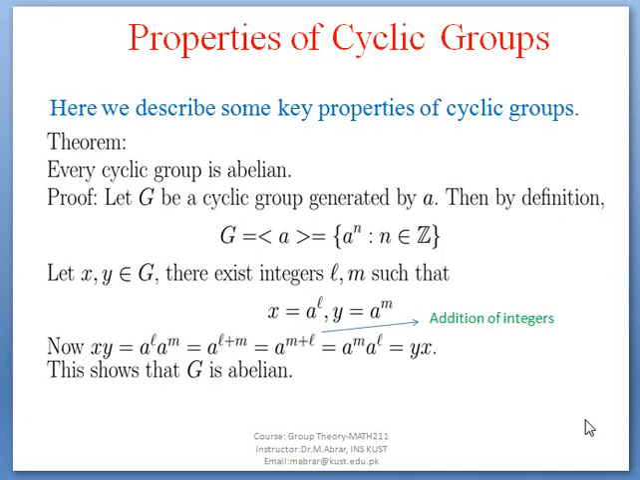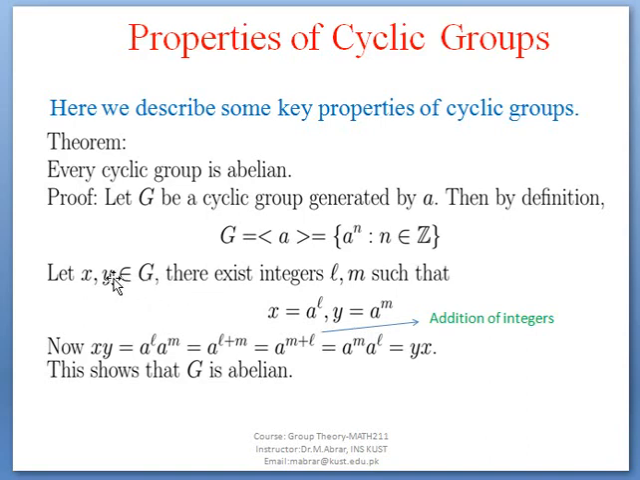Here we have to discuss some properties of cyclic groups. The first one is that every cyclic group is abelian. So we consider a cyclic group G generated by a, as in the definition. We have to prove that it is abelian. It means we need to consider two elements x and y from the group G, and prove that these two commute. That is, if we compute xy and yx, they are the same.